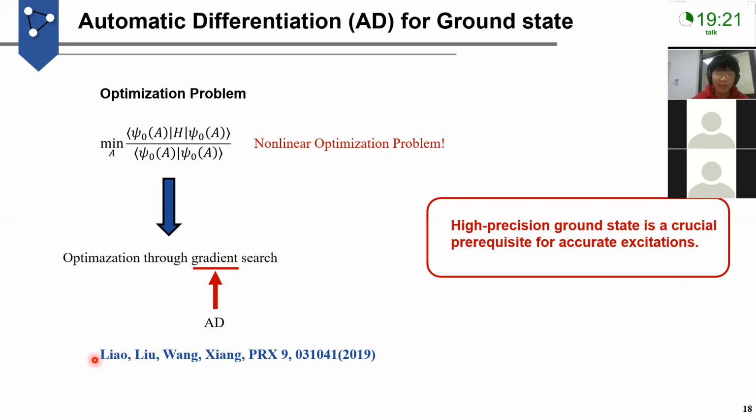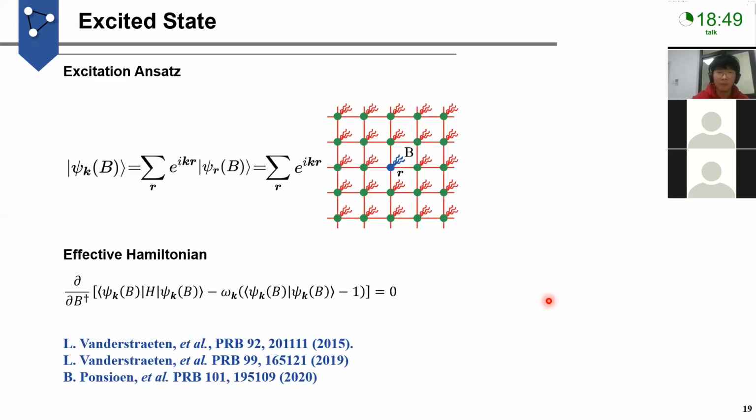Professor Haijun Liao and his collaborators proposed that this can be done through a method from machine learning, automatic differentiation. This method can help us easily calculate the gradients of the effective energies, so that without too much effort we can get a high-precision ground state. And this ground state will be a crucial prerequisite for accurate excitations.